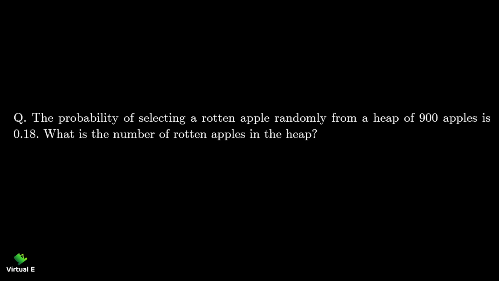Let's read first. The probability of selecting a rotten apple randomly from a heap of 900 apples is 0.18. Okay, so there are 900 apples, right? And some of them are rotten, some of them are good. So the probability of getting the rotten apple is 0.18. What is the number of rotten apples in the heap?